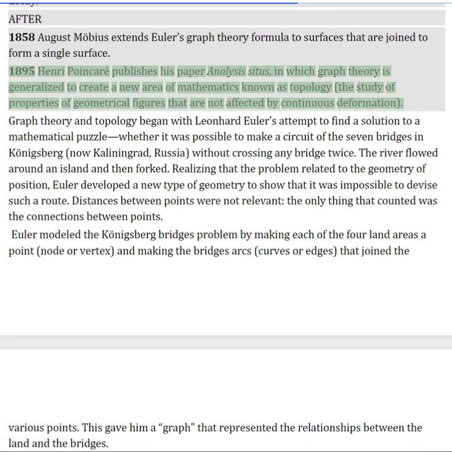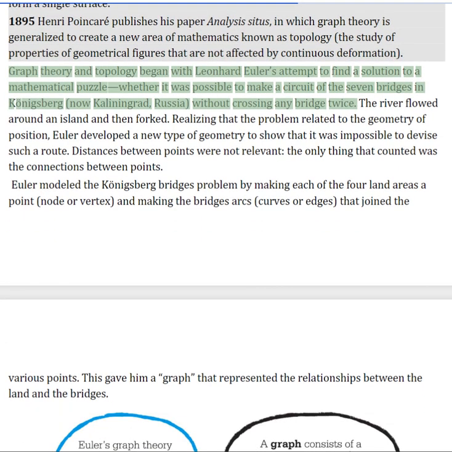1895: Henri Poincaré publishes his paper Analysis Situs, in which graph theory is generalized to create a new area of mathematics known as topology. Graph theory and topology began with Leonhard Euler's attempt to find a solution to a mathematical puzzle: whether it was possible to make a circuit of the 7 bridges in Königsberg without crossing any bridge twice.